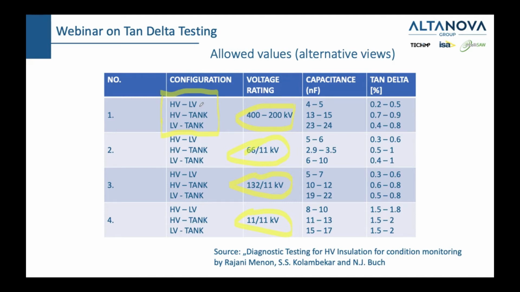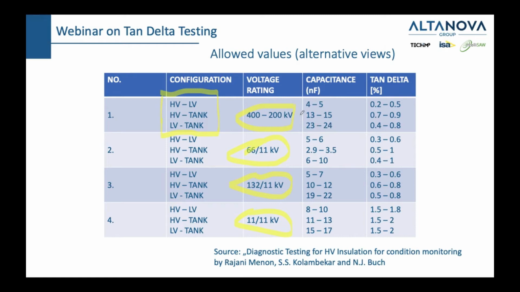So for now, what we can see is that for extra high voltage, the insulation between high and low voltage side should be very good, between 0.2 and 0.5, which is much less than 1%. High voltage versus tank is between 0.7 and 0.9. If it's smaller, even better. And low voltage tank is between 0.4 and 0.8. And also we have some capacitances here.